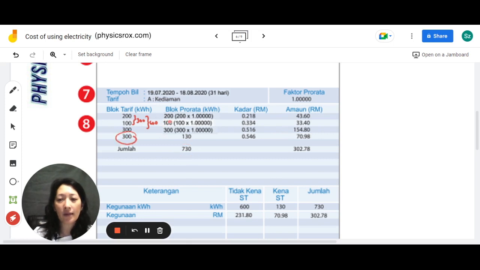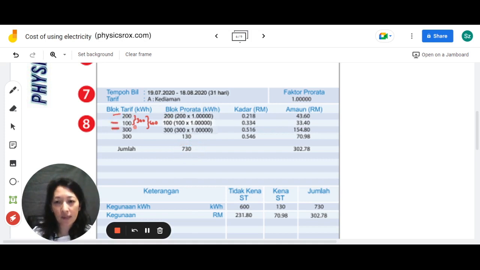Now the next block is 300, but we have only an additional 130. So that's why 130 is over here. This block is calculated at a rate of 0.546. So 130 times 0.546 gives you 70.98. Then to get the total cost of the usage, you just add these all up, and that's how you get 302.78.